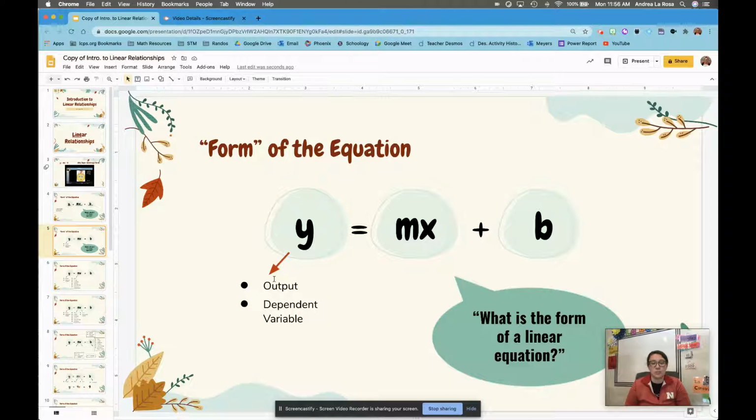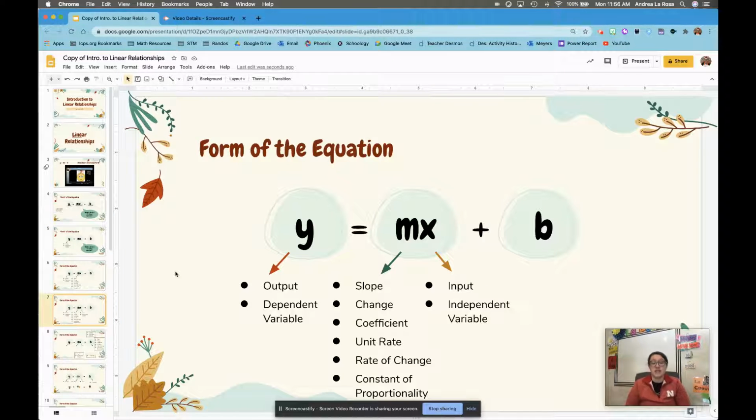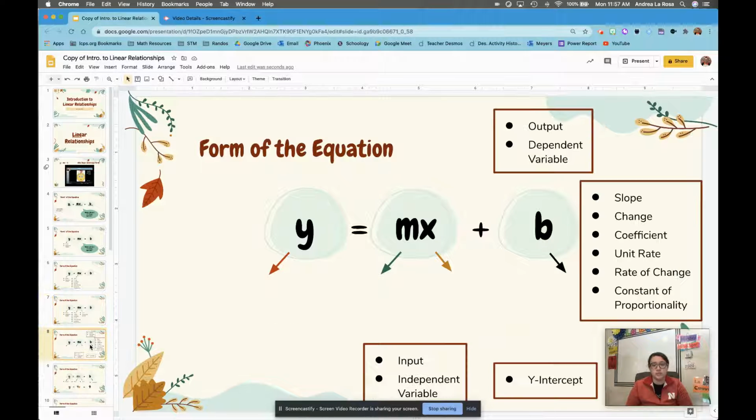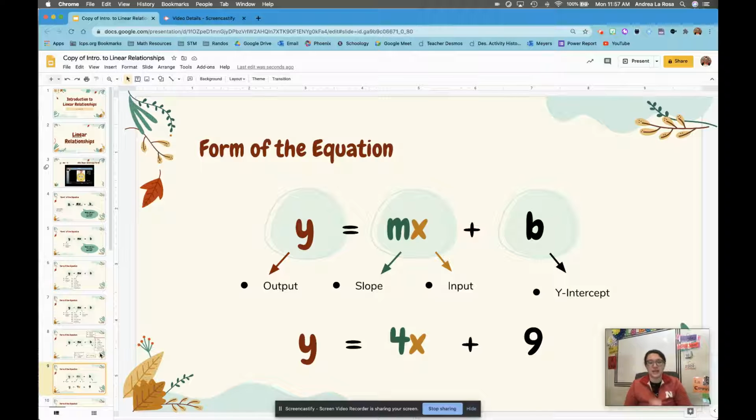The y is the output or the dependent variable. You guys have seen that before. Remember, it's on the vertical axis. The m is the slope, the change, the coefficient, the unit rate, the rate of change, the constant of proportionality. There are so many different words that we use for slope, and they all mean the same thing. They are all referring to that m, the slope. The x is your input or your independent variable. And then b is your y-intercept.